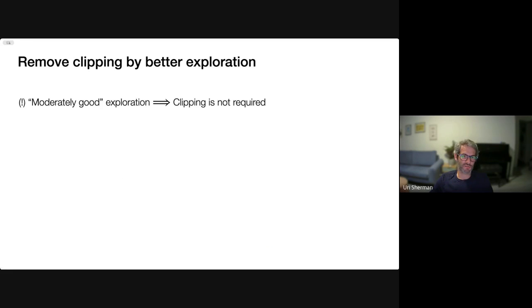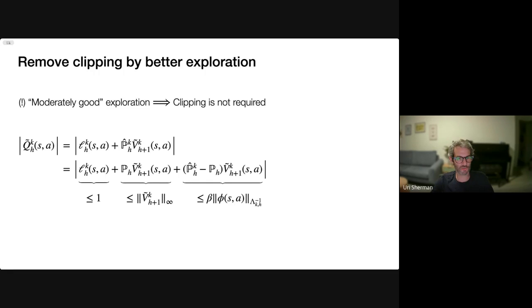So the second observation, now that I hope I motivated you that we should try to remove the clipping, is that if we have even just moderately good exploration, then we don't really need the clipping anymore. To explain this, if we look at the actual Q function estimate, again ignoring the bonus term for a second, then it is the immediate loss plus the least squares regression procedure applied on the next value function. I can decompose it into the error of the regression and the true expected next state value. And I can bound each of these terms, as you can see here below. Of course, the problematic term, which we discussed before, is the error term, which scales with beta times the potential of the query vector phi SA.